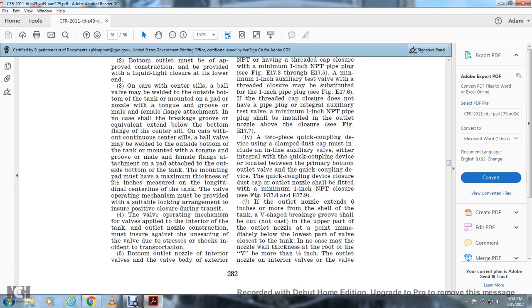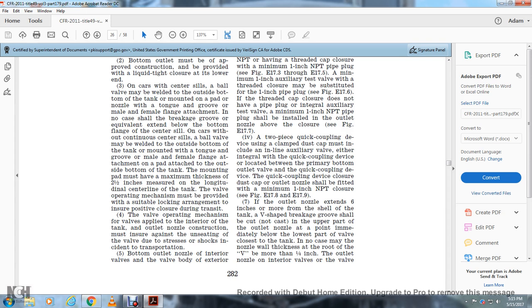4. A two-piece coupling device using a dust cap must be included with the inline auxiliary valve with either the integral quick coupling device or located between the bottom of the primary outlet valve with a quick coupling device. The quick coupling device closure dust cap outlet nozzle shall be fitted with a minimum of 1-inch NPT closures.